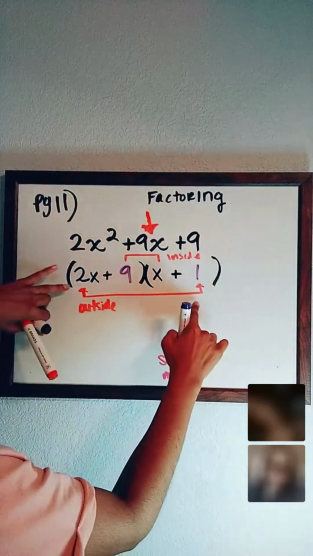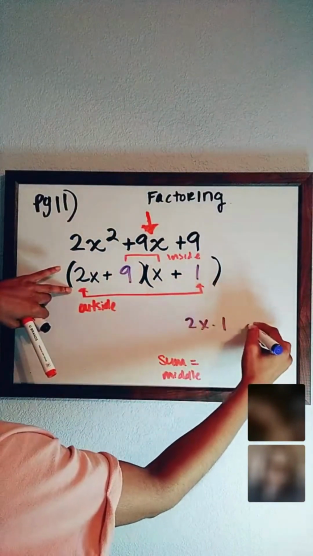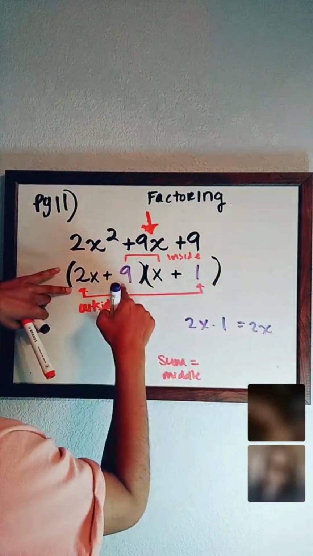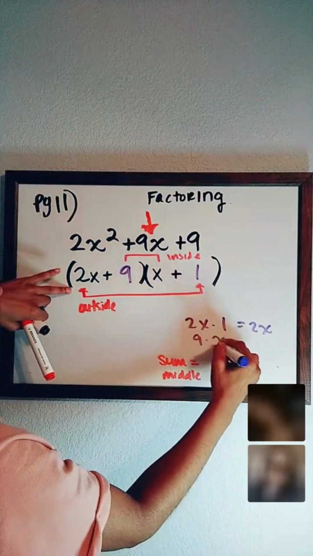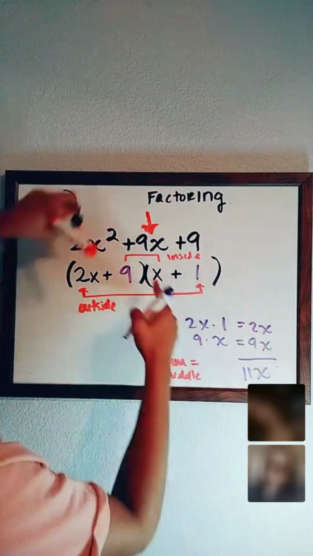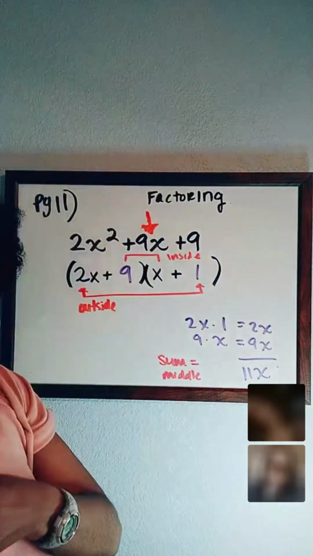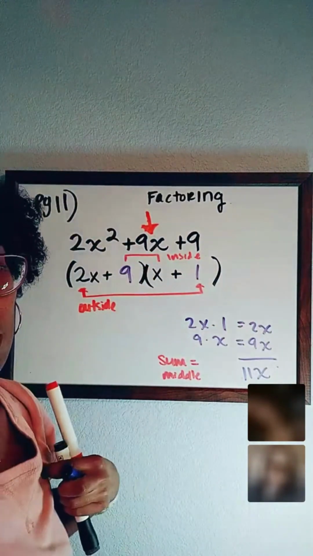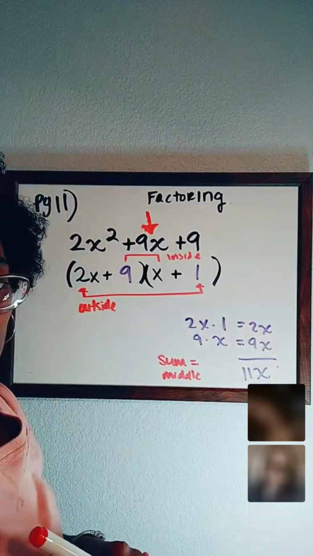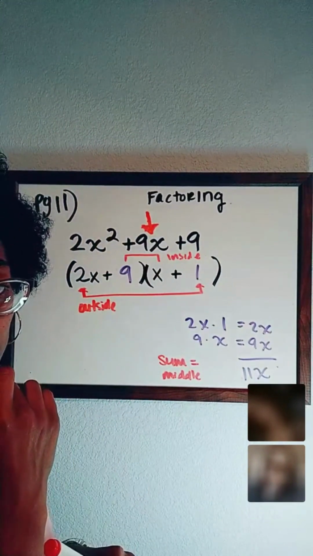I'm looking for my outside. 2x times 1 would equal 2x. And then 9 times x would equal 9x. That would give me 11x, which does not equal the middle term. So that would not equal the middle term.